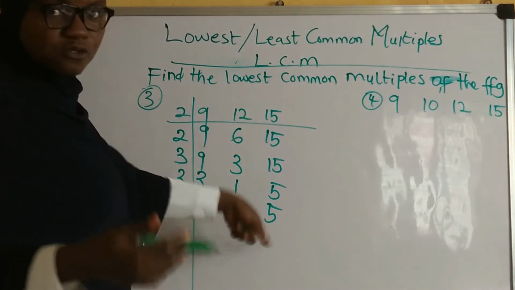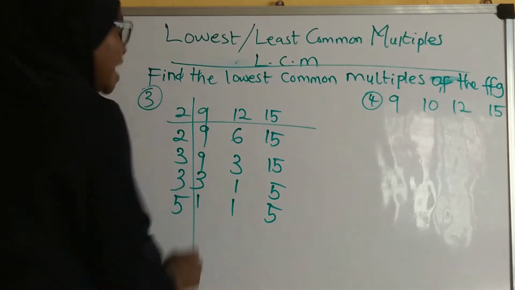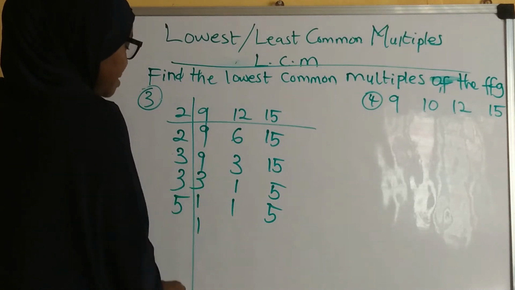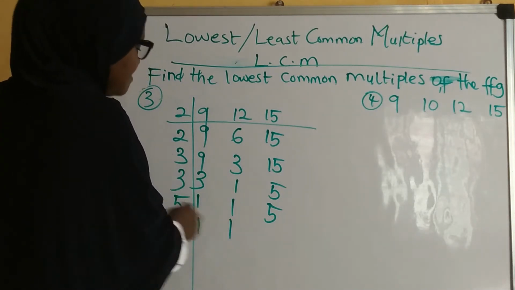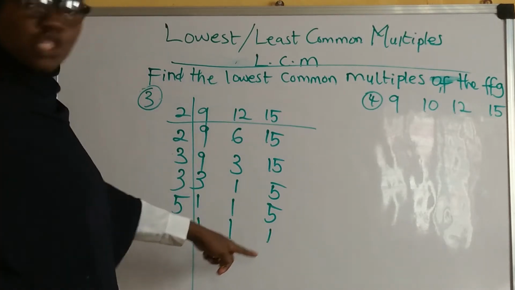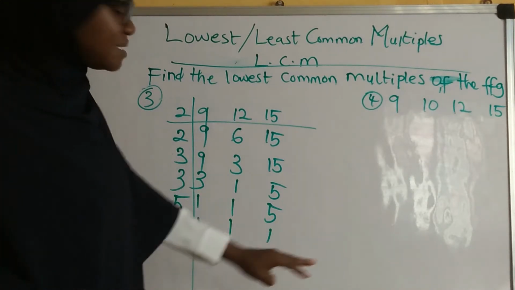I'll just pick this 5 and use 5. Right. So when I have 5 here, my 1 is going to remain. My other 1 is going to remain. But how many 5 can I get in 5? 1. So at this junction, I have arrived at 1 all through. That means I have to stop.